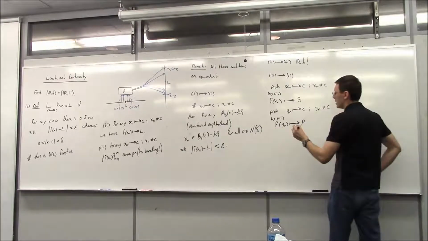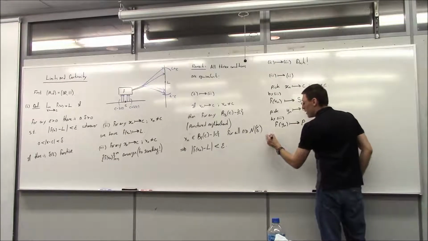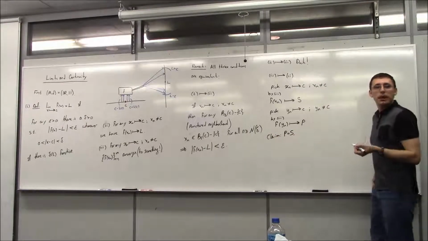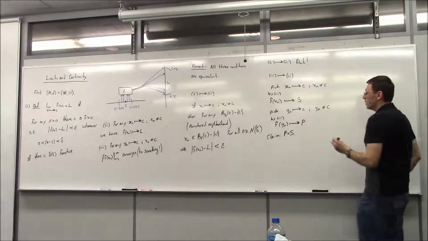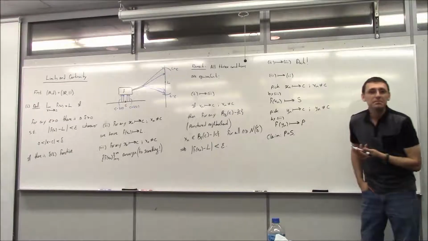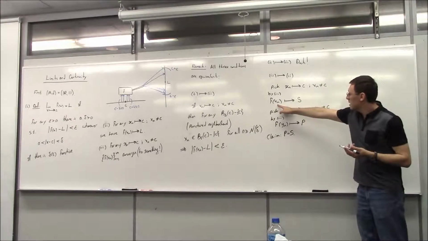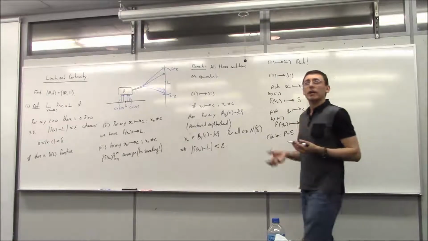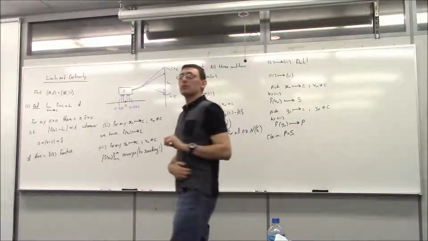So notice that what we can do is claim P equals S. How do we know that P is equal to S? We take one sequence that goes to C, another sequence that goes to C. How can I prove that P must equal S? Any ideas?